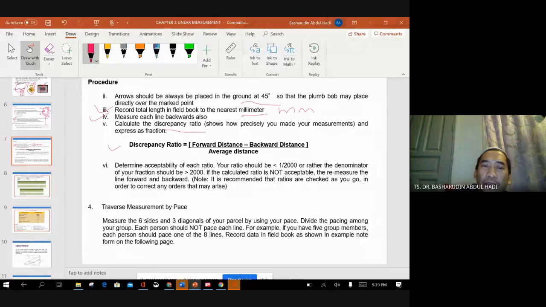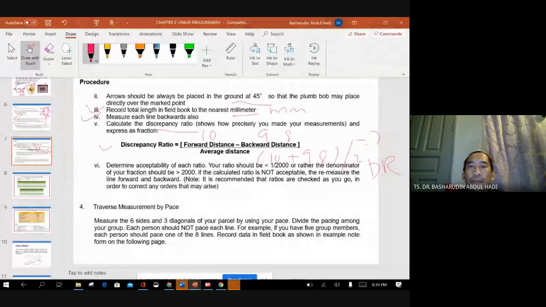For example, the forward distance you get is 10 meters. The backward you get 9.8. So for the average distance, 10 plus 9.8, you divide it by 2. So you get the value of the discrepancy ratio. So forward distance 10 minus 9.8, you divide it by 10 plus 9.8 divided by 2.